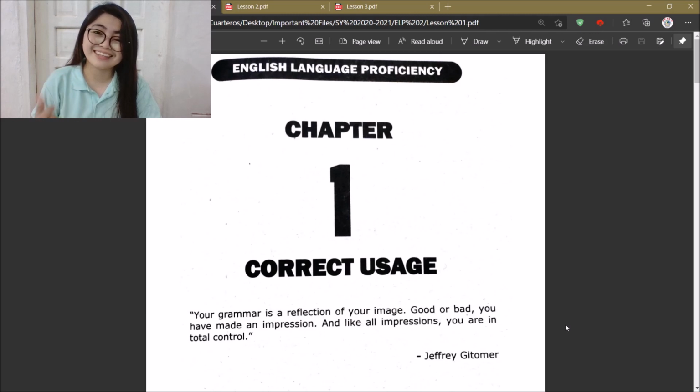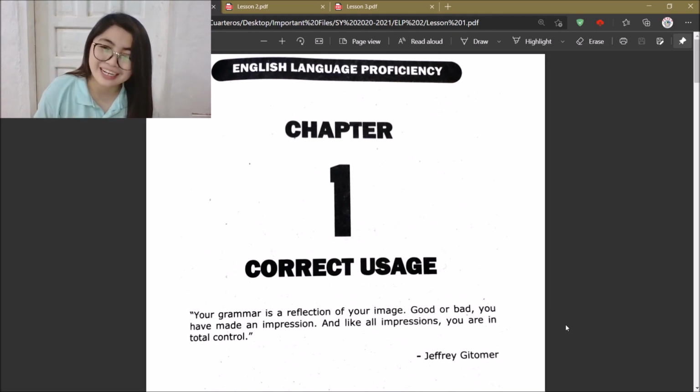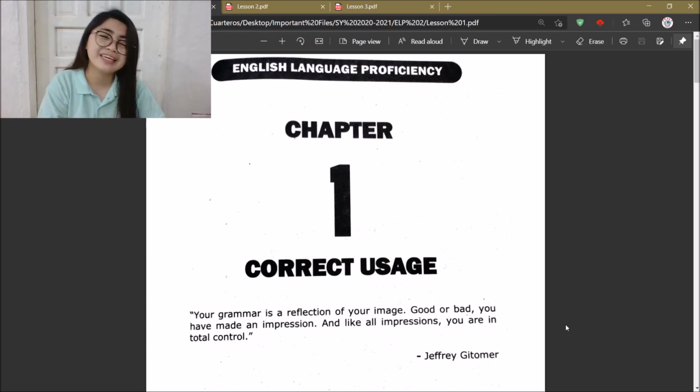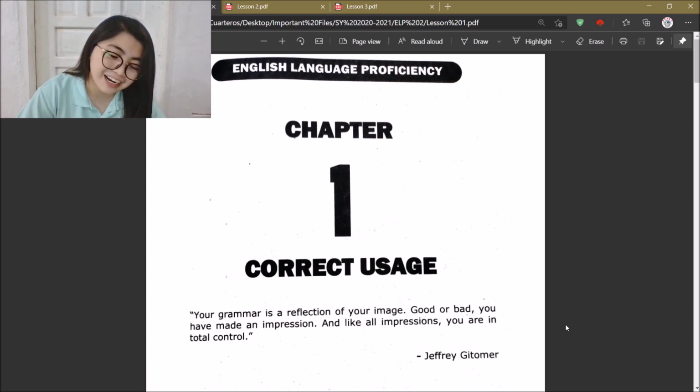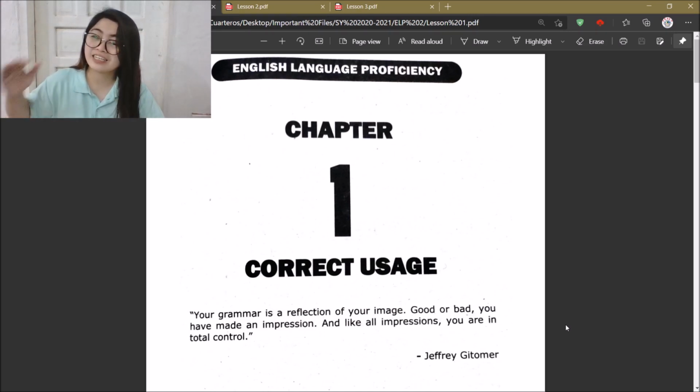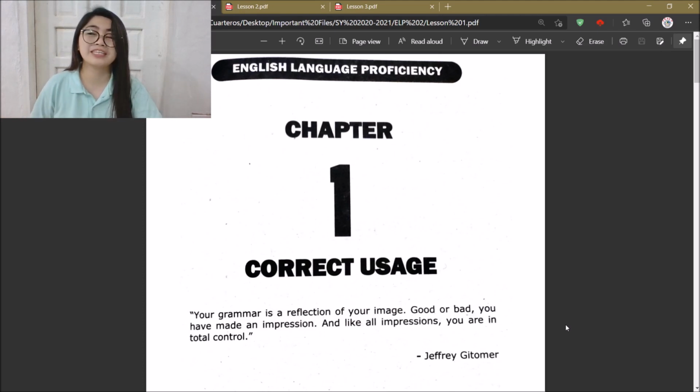So I know that English is sometimes boring, and not really that interesting on our part, because from elementary to high school to college, we have English. Why? Because it is really hard to master. It cannot be mastered in just one sitting. It really involves constant practice, like I said earlier.